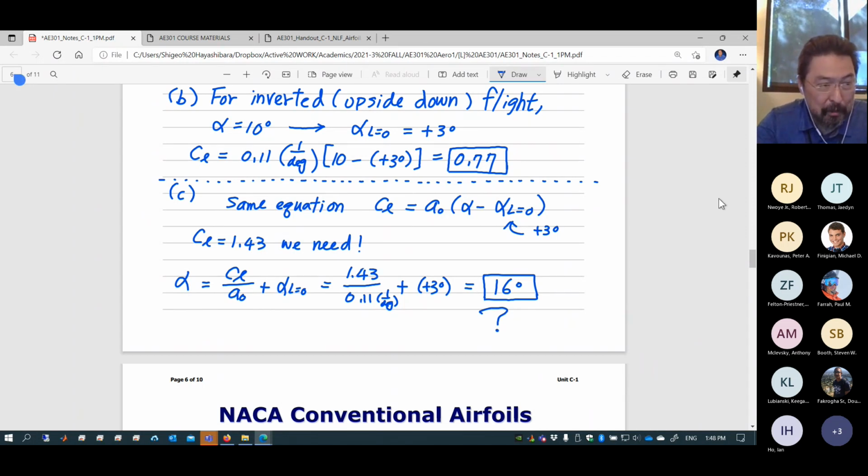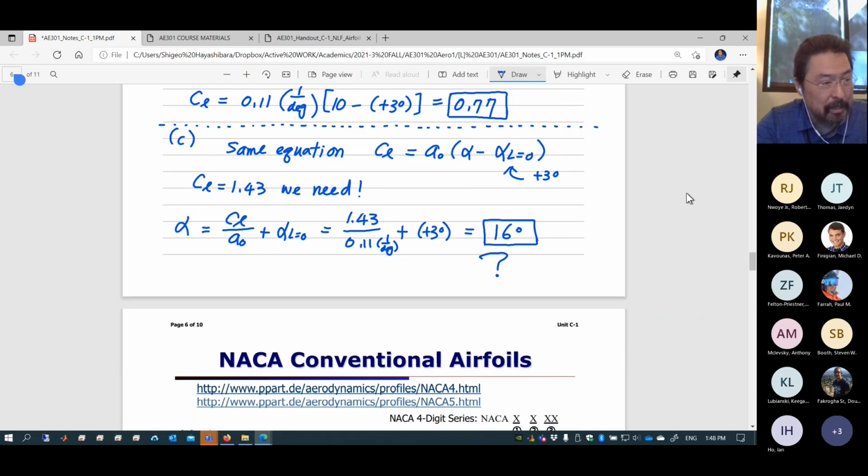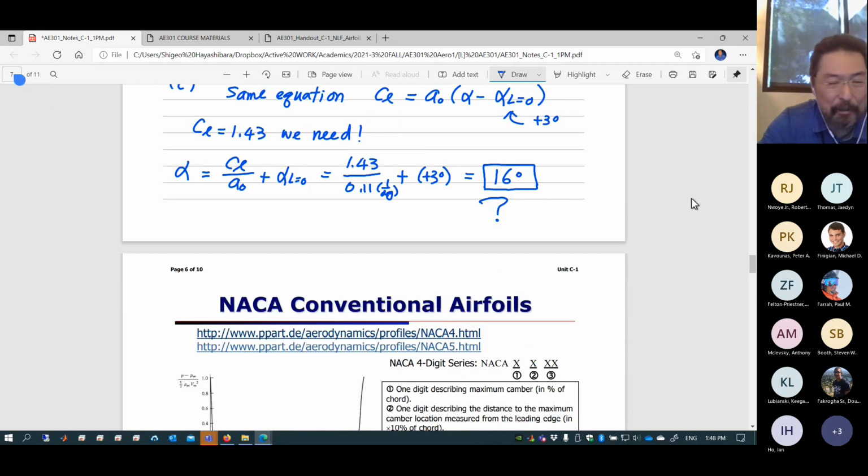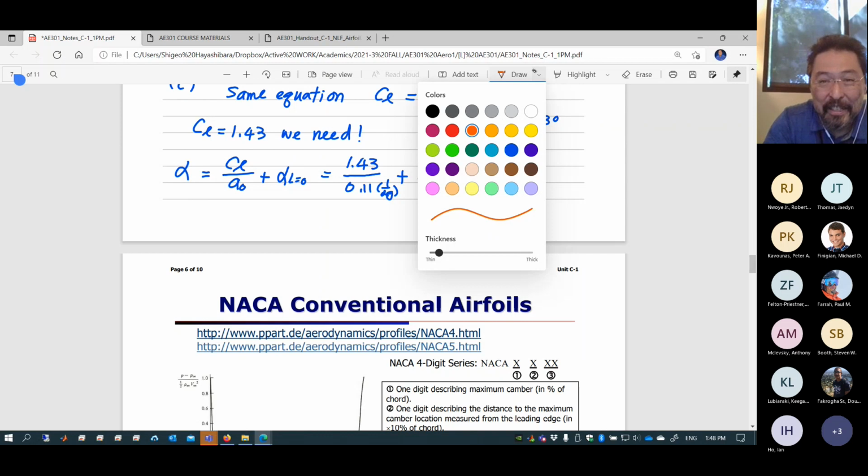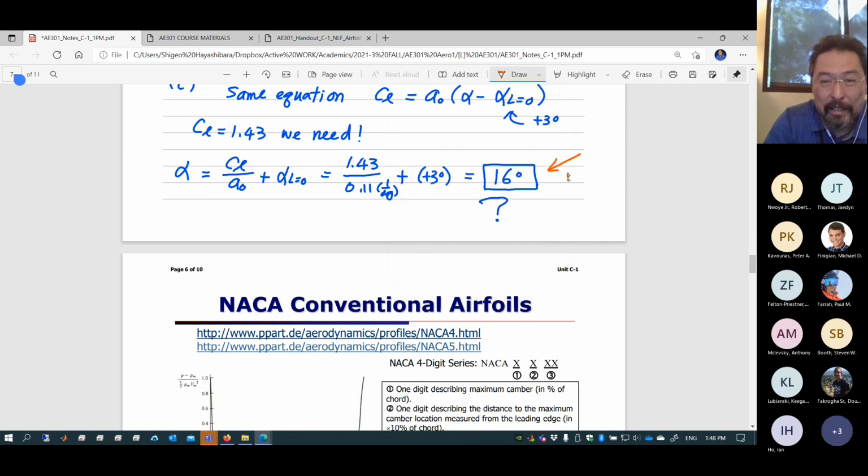So today we're going to stop here, but for the rest of unit C1, I'm probably going to do a recorded lecture and find out why this is so bad. We're going to find out. Do you have any questions?